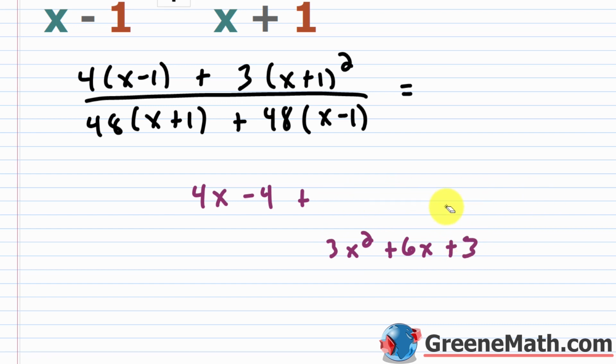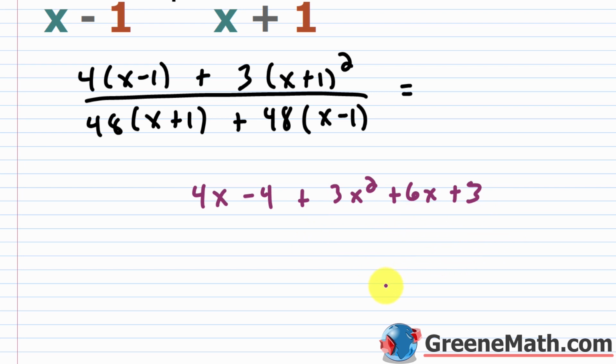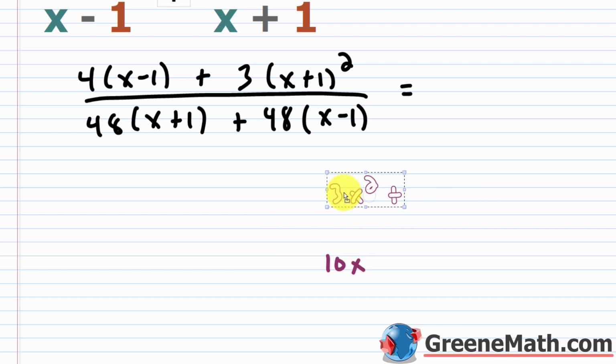Okay, so let's put that like that. And then let's slide this up here. And let's think about simplifying. You have 6x plus 4x, that's going to be 10x. Let's get rid of this and this. And then you have negative 4 plus 3, that's going to be negative 1. So let's write 3x squared. So 3x squared plus the 10x and then minus 1 like that.